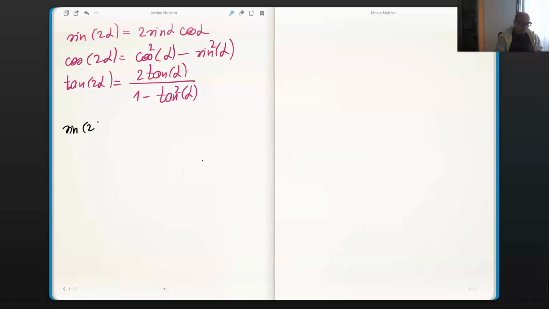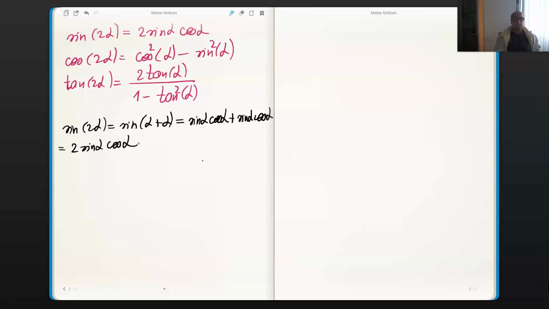Well, sine of 2 alpha, this is basically sine of alpha plus alpha, and we proved the formula. I'll link it here. This is sine of the first angle, cosine of the second, but they are equal at this point, plus sine of the second one times cosine of the first, but they are equal still. So we have 2 sine alpha cosine alpha. The formula works. What about the cosine of 2 alpha?